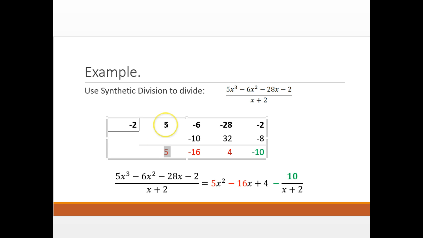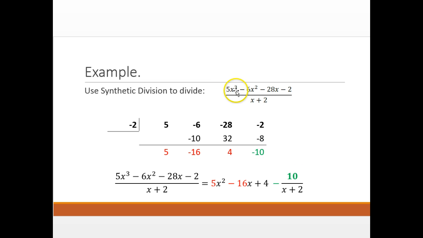Now I start my synthetic division. 5 times negative 2 is negative 10. That now goes in the next column on the second row. I now add, you get negative 16. Negative 16 times negative 2 is a positive 32. That goes in the next column on the second row. So negative 28 plus 32 is 4. Repeat ourselves again. 4 times negative 2 is negative 8. Negative 2 plus negative 8 is negative 10. I now have our answer.